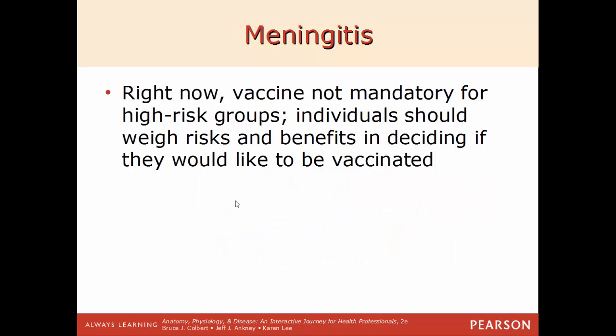Now, right now, a vaccine is not mandatory for high-risk groups, but people should weigh the risks and benefits in deciding whether or not they want to get it. Because it's possible you may contract the disease and never develop symptoms. The vaccine may not protect you from the kind that you contracted. If you get a vaccine for a viral kind and you get bacterial meningitis, it won't do any good. You may get some severe reactions to the vaccine. Other people may not, but you may. So it just depends if you think it's worth it or not to be vaccinated.